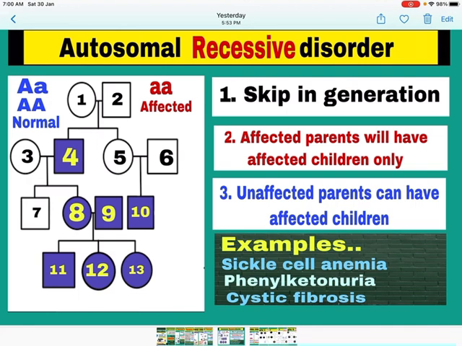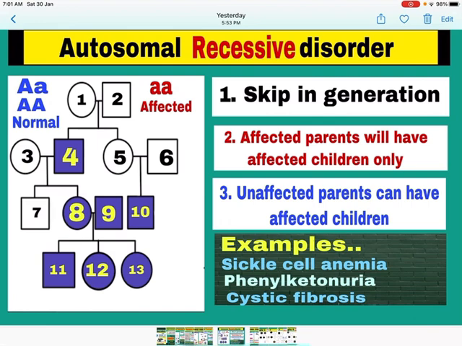You can see skip in generation. Parent 1 and 2 are unaffected, so disease is skipped here. Now come to other important clues to identify the disorder. Unaffected parents 1 and 2 are having affected child number 4. Similarly, unaffected parents 5 and 6 are having affected child number 10.